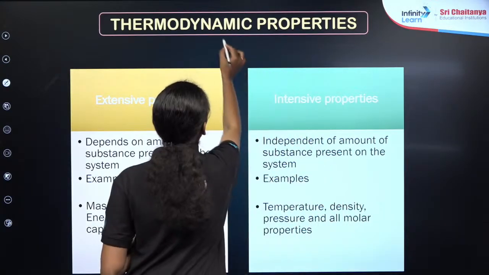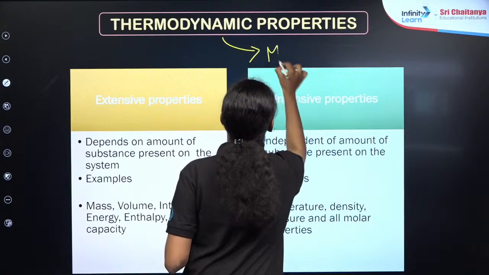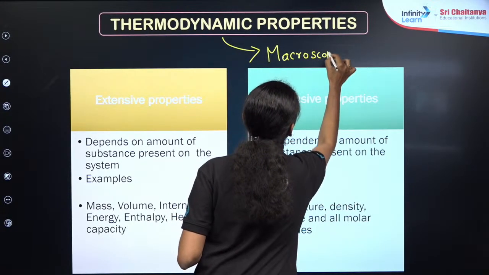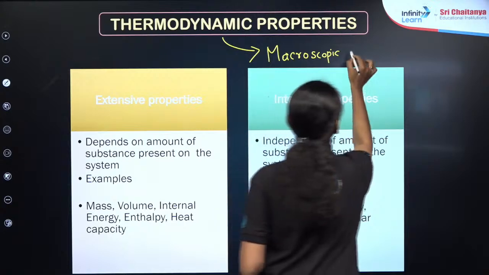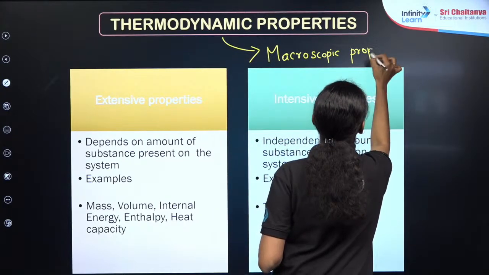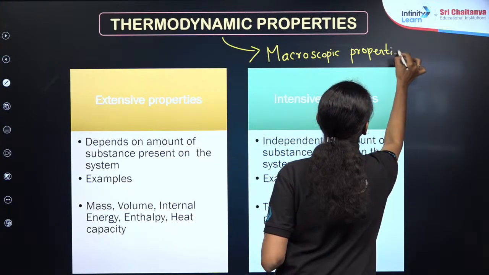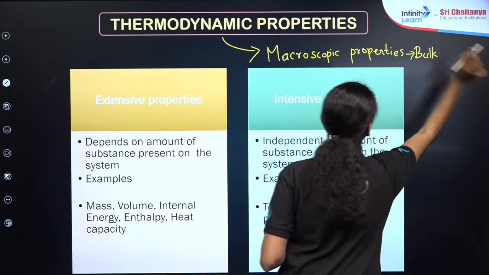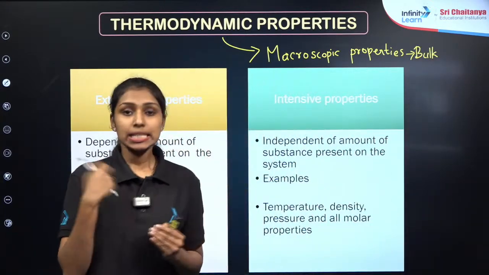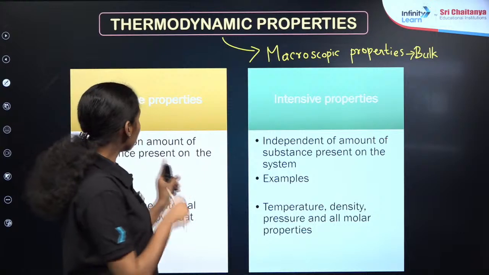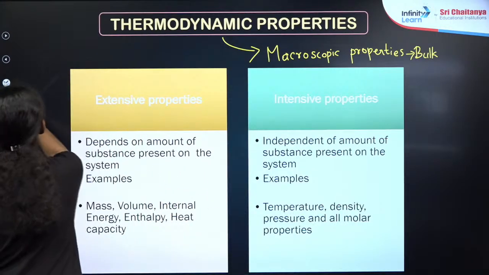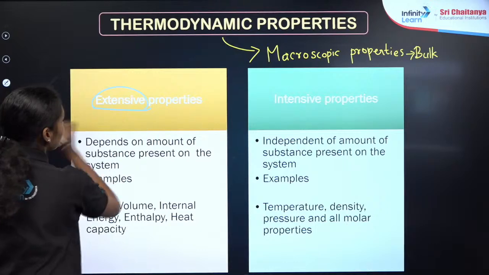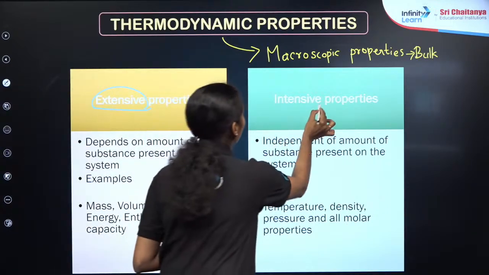Otherwise, these properties are again known as macroscopic properties. It depends on bulk, right? Macroscopic properties. Now, these properties can again be divided into two types. First one is the extensive properties. Then the second one is the intensive properties.